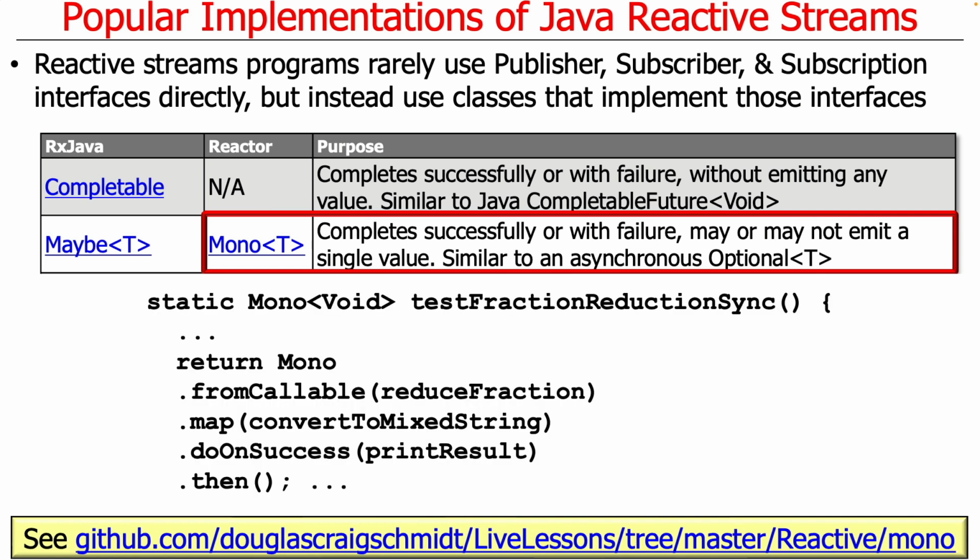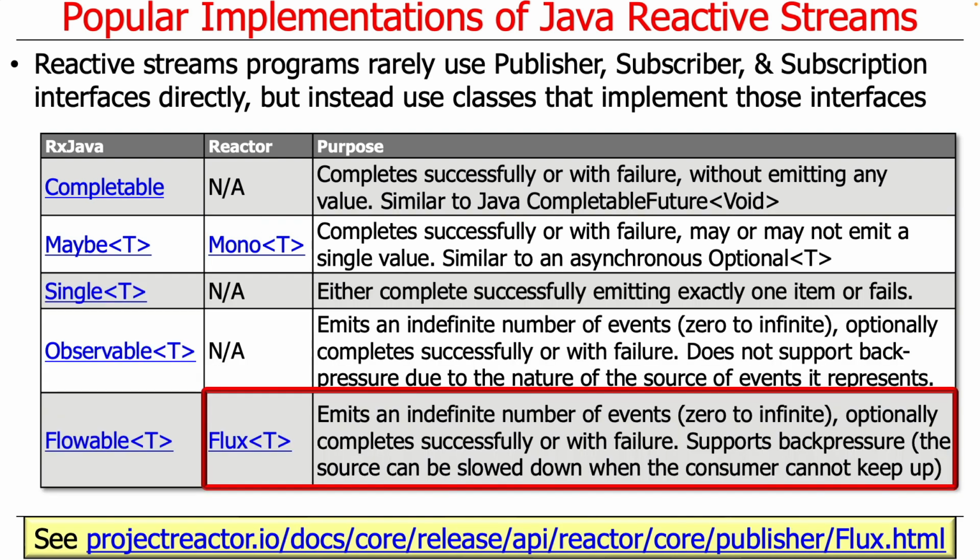Here's a very simple example. We're going to take a fraction and turn it into a Mono, and then we're going to convert the fraction to a mixed string and then print the result. And that's done reactively.